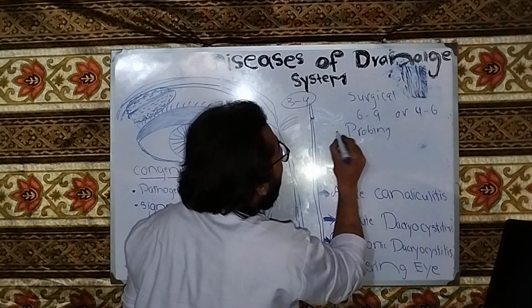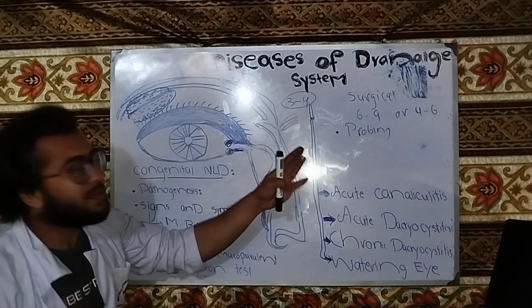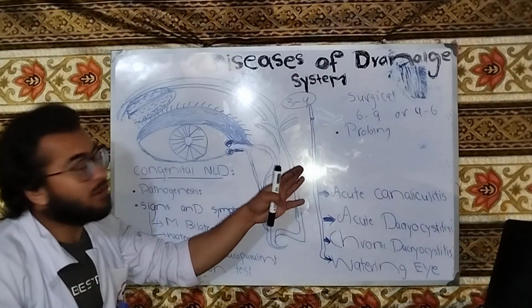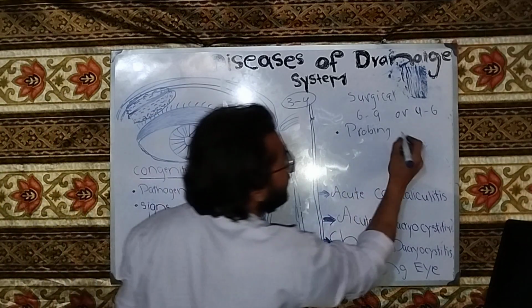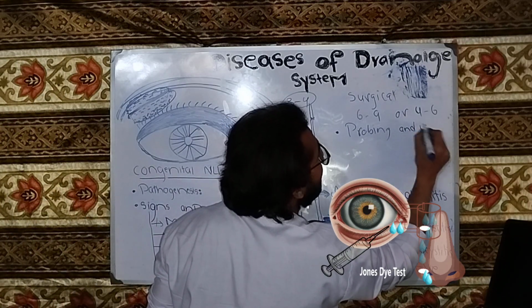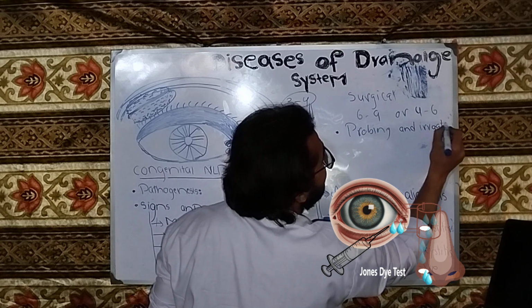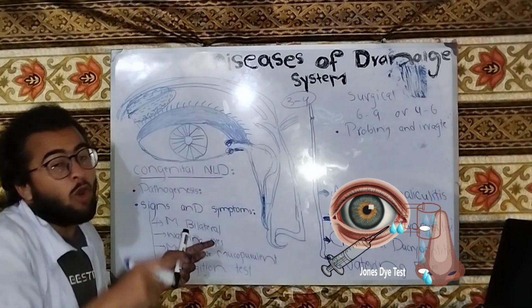And after probing, if we suspect whether it is open or not, for confirmation we will do irrigation, probing and irrigation. Okay. So by syringe we will irrigate the nasolacrimal duct, which will confirm whether the duct has opened or not.